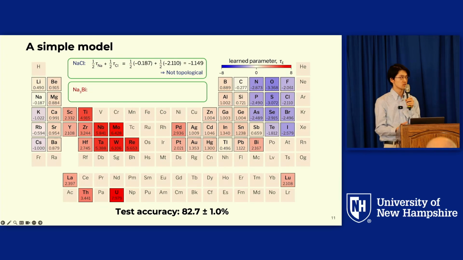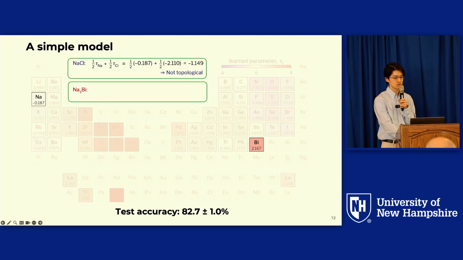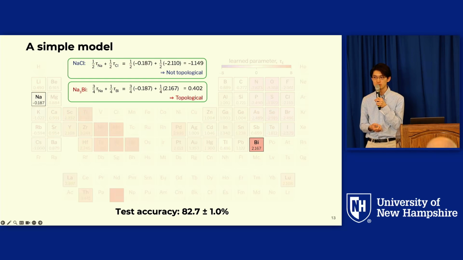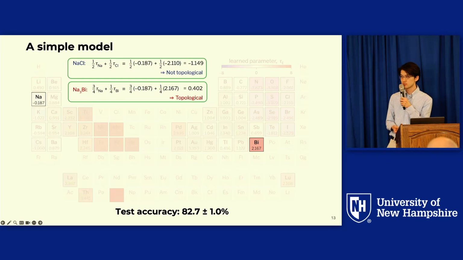And a second illustrative example, sodium-3 bismuth. Here the two elements are sodium and bismuth. There's 3 times as much sodium as bismuth, so we do 3/4 times the parameter for sodium plus 1/4 times the parameter for bismuth. That's 3/4 times minus 0.187 plus 1/4 times 2.167. That's 0.402, which is positive, so we predict it's topological.